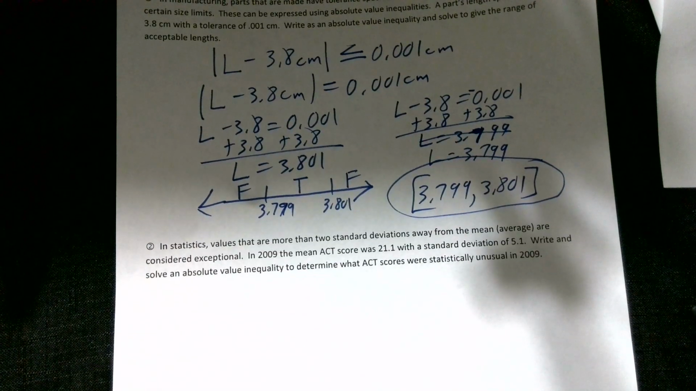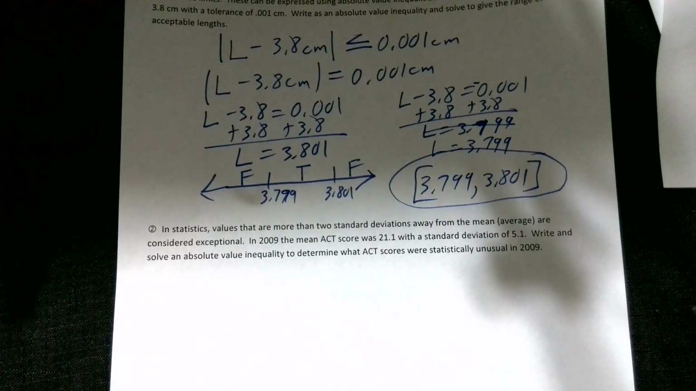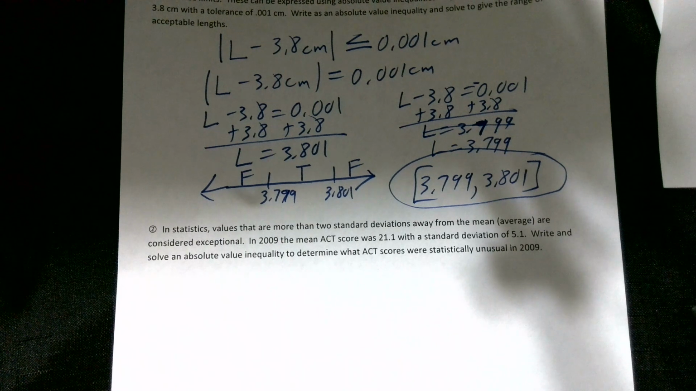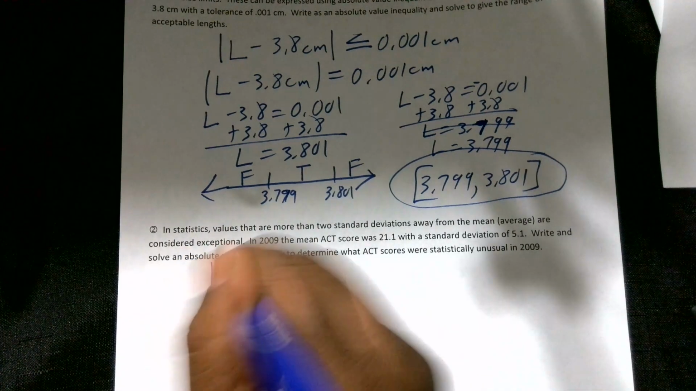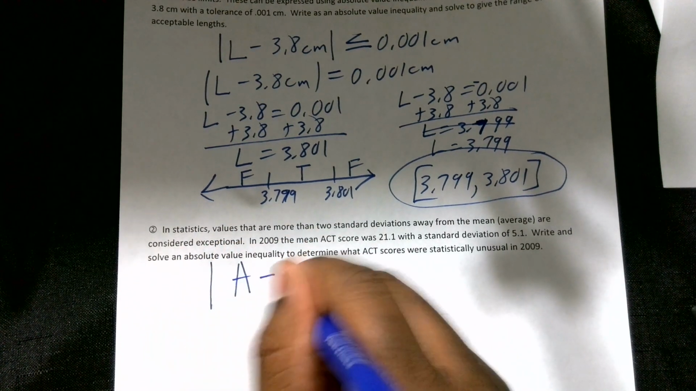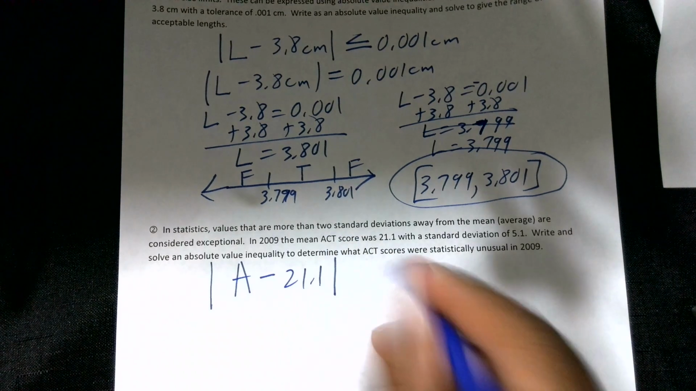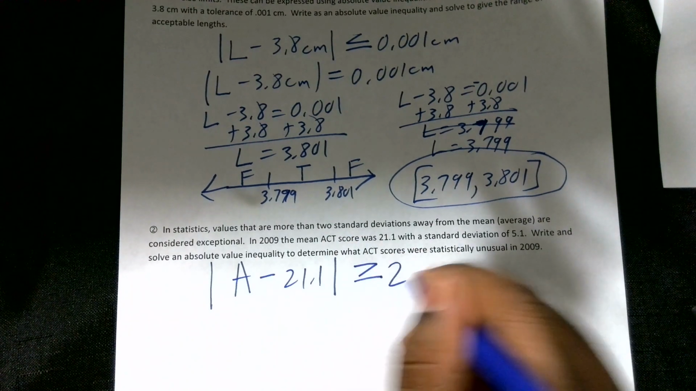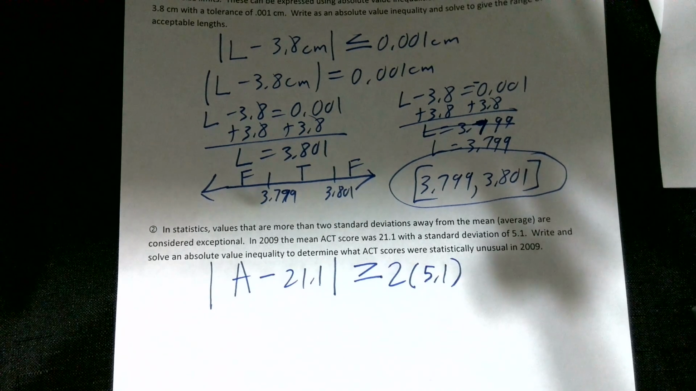Now, it says here, in statistics, values that are more than 2 standard deviations away from the mean average are considered exceptional. In 2009, the mean ACT score was 21.1 with a standard deviation of 5.1. Write and solve an absolute value inequality to determine what ACT scores were statistically unusual in 2009. So we'll take the absolute value of A minus 21.1, would be greater than or equal to 2 standard deviations. So it'd be 2 times the 5.1.